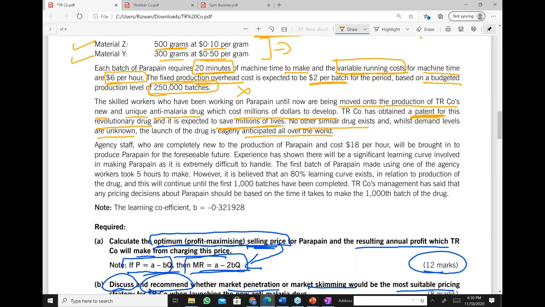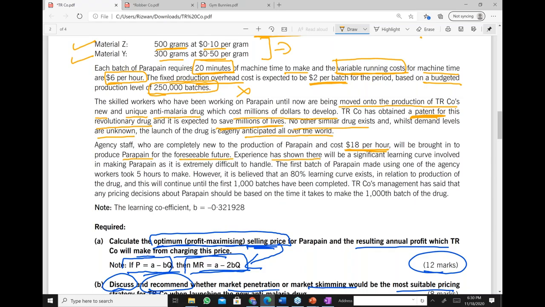Agency staff who are completely new to the production of paraffin cost $18 per hour. So now what will happen? Your current skilled workers have been shifted towards the new product, maybe the corona vaccine, and an agency has been hired that will work on this paraffin medicine. Agency staff who are completely new to the production of paraffin and cost $18 per hour will be brought in to produce paraffin for the foreseeable future.